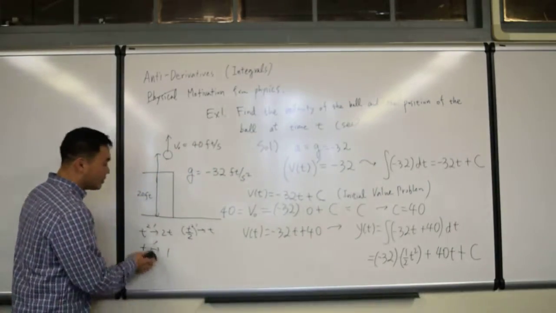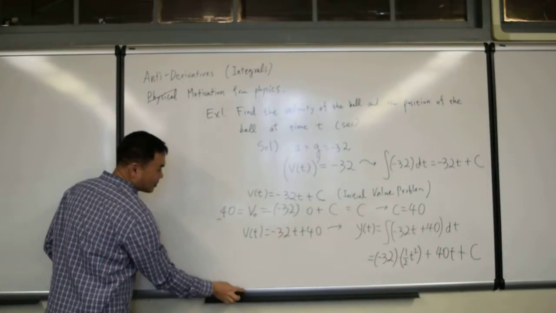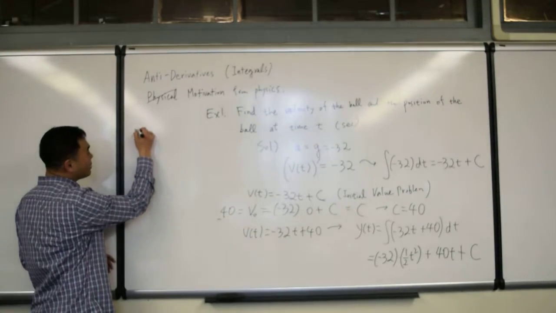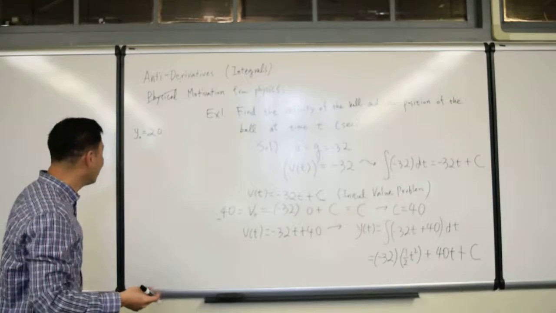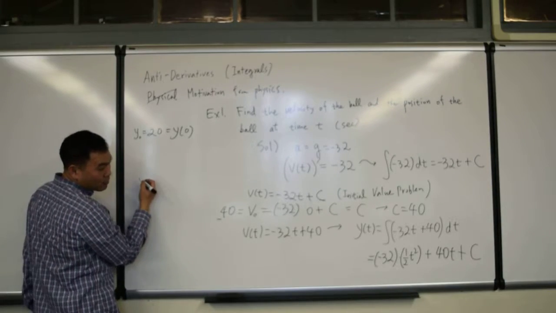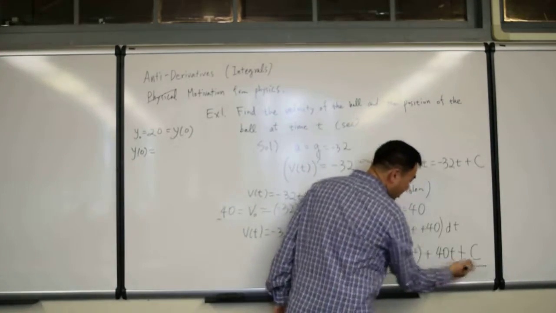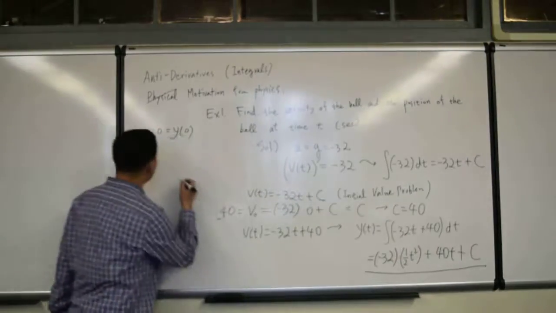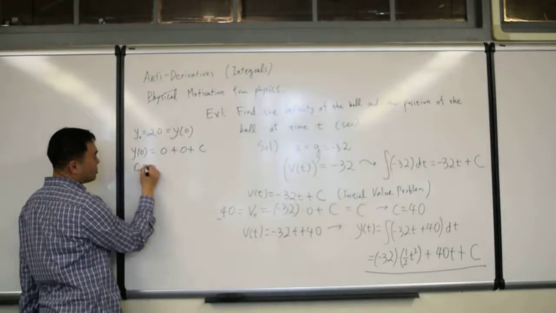But again, are we done? No. We're not done. Why? Because we still need to know that plus c. I just erased it, but I have y of 0, the initial position, as 20 feet. The ball was 20 feet above the ground when it was first shot up. And therefore, that means y of 0 is 20. And therefore, when you have y of 0 evaluated using this formula, this is your y of t obtained by the antiderivative, if you plug in 0, then you just get 0 and 0, and then plus c. C is the only thing that you get, and since these two are equal, you get c equals 20.